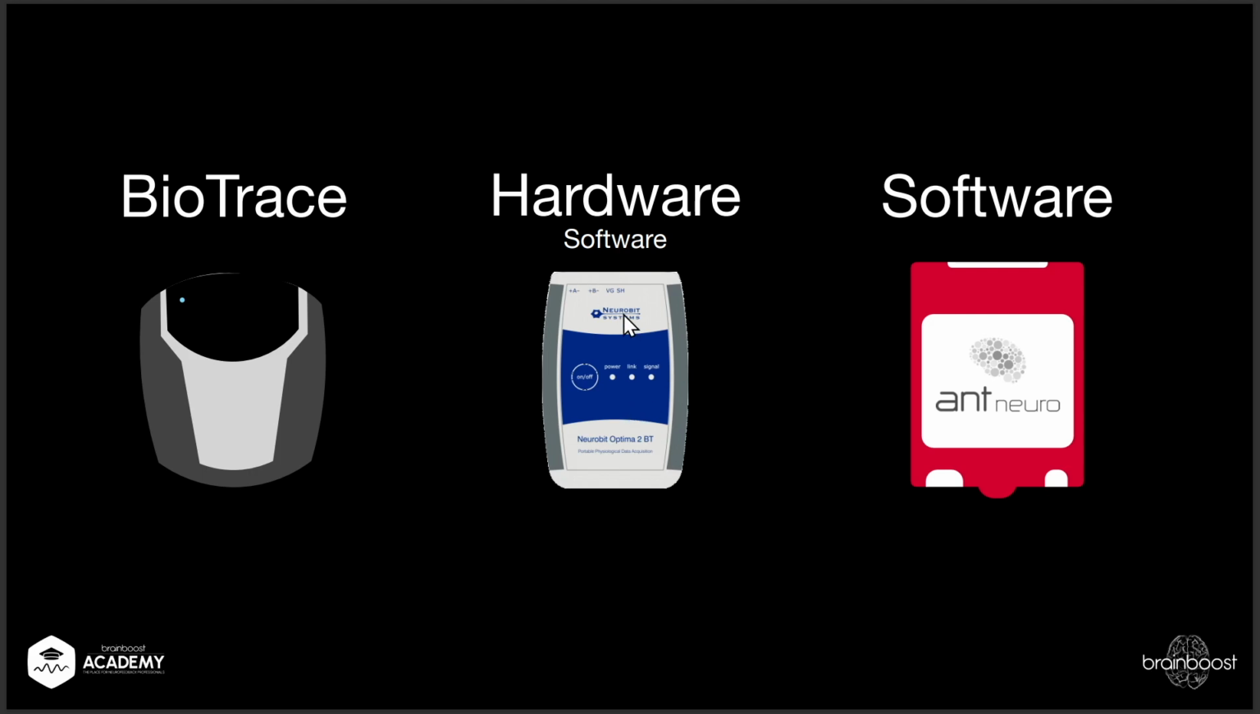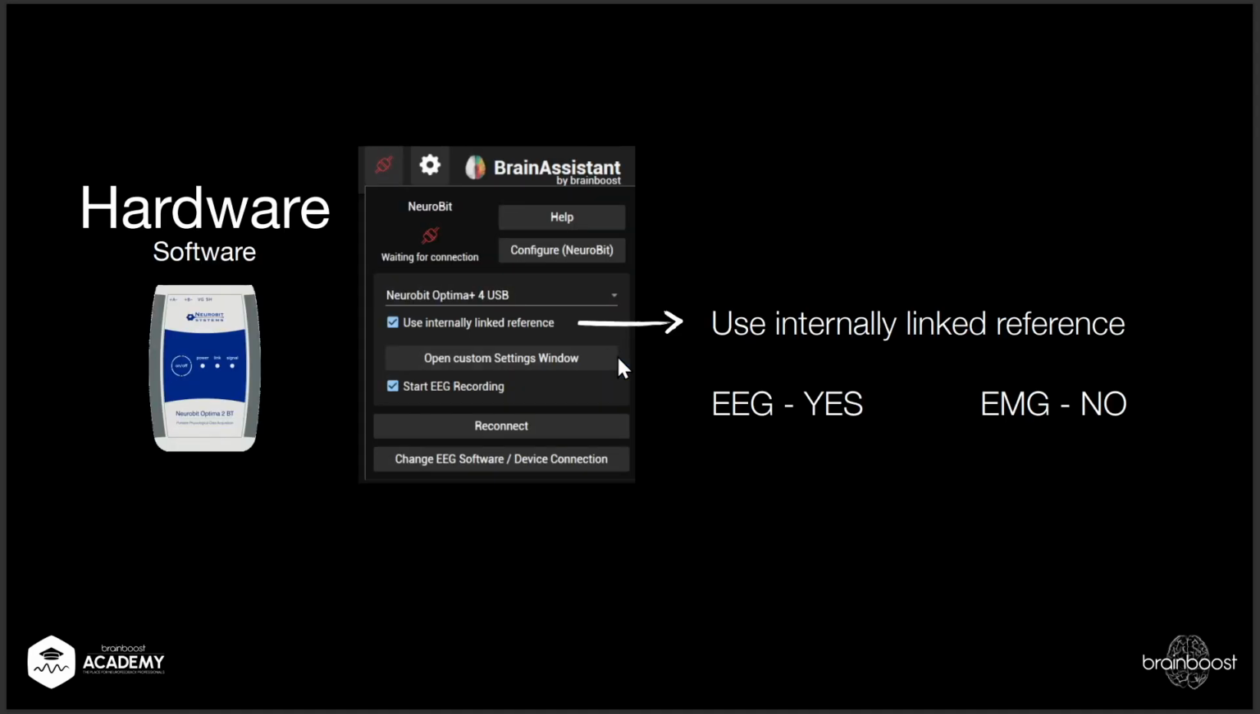Now here it says, if you have, for example, Neurobit Optima, it says hardware and software. What is that? And if you have an ANT Neuro, for example, of course we support many different hardware, so you can email us as well. Here, as I just showed you, you just do the software trick when you have an adapter. For example, with the Neurobit Optima.